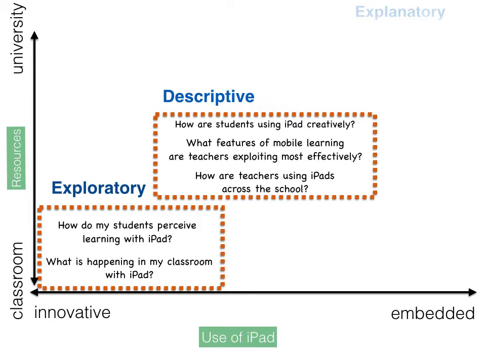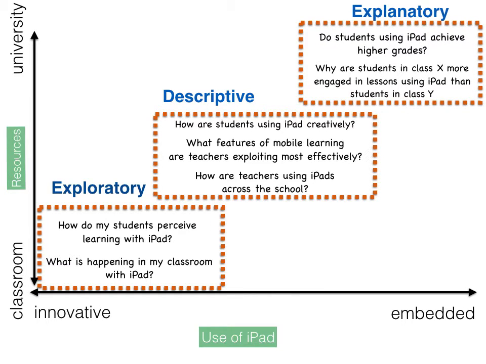And then finally, the third category and the most complex category is the explanatory research type question. This is often asked when an innovation like iPad is well established, it's been used for a number of years, you've already got a feeling for what students are doing and even how they're doing it. But what you're really interested in now is finding out why. Why, for example, are students in one class more successful when they use iPad than students in another class? What impact does it have over a longer period of time? These are typically explanatory questions and they require more resource.